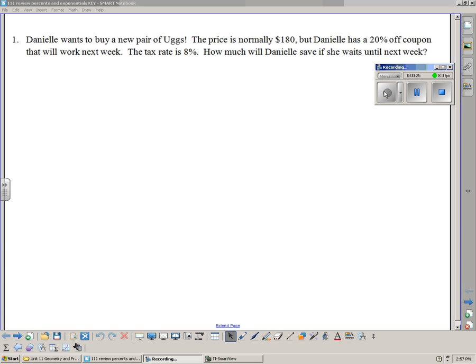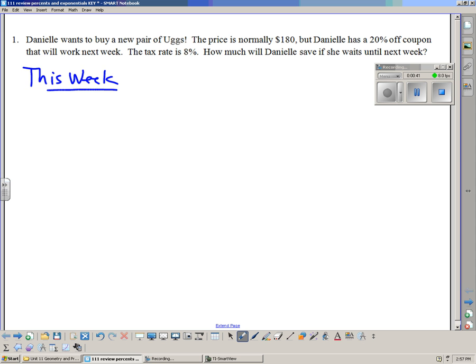So her coupon is only valid for next week. So what I would like to do is kind of split this up and say, okay, we have what she would pay this week. And then we're going to have work for next week. So this week, she has to pay the $180 plus her tax. So now we have to figure out what the tax would be.